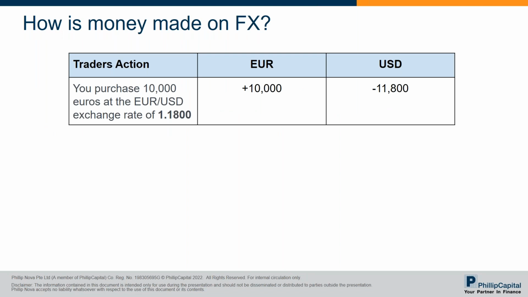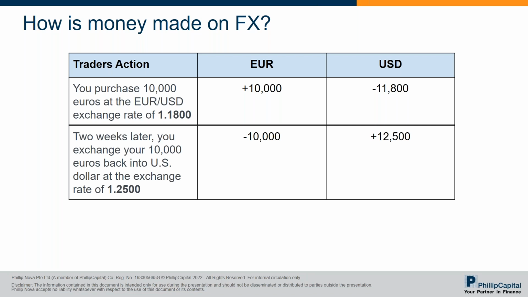How is money made on Forex? A very simple illustration. Let's say today you purchase a mini lot of EUR/USD. That's a notional amount of $10,000 at an exchange rate of 1.18. So the cash flow looks something like this. You're buying $10,000 of Euro with 11,800 USD. You buy this currency pair, receiving the euro, the base currency, and paying with the quote currency, which in this case is the US dollar.